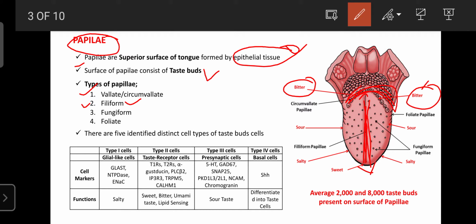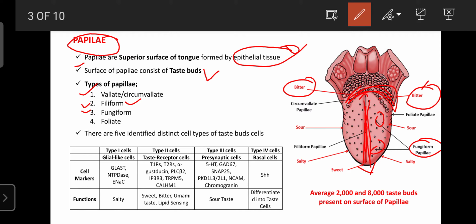The next one is the fungiform papillae. These are their locations. They are also present in the entire part of the tongue. Their shape is slightly mushroom-like. On their surfaces they also consist of taste buds. Those taste buds are involved in the detection of sour and salty taste, and also sweet. So the fungiform papillae consist of taste buds and are involved in the detection of taste.